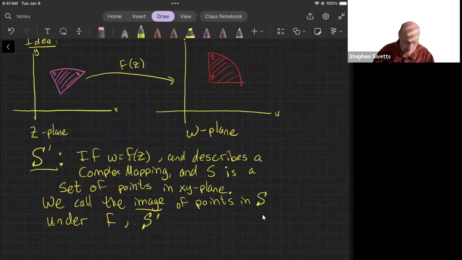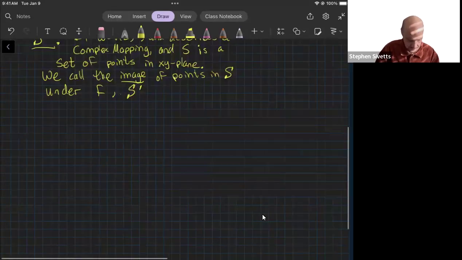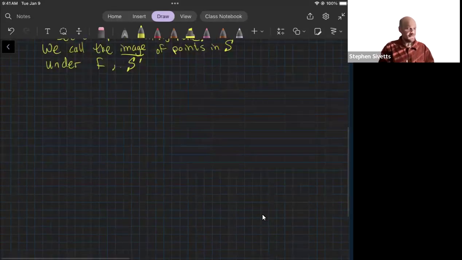S is the set in the xy plane, and S prime would be the set in the uv plane, or what they call the w plane. The uv plane is also what it's called. That's the basic idea of the images of a set.